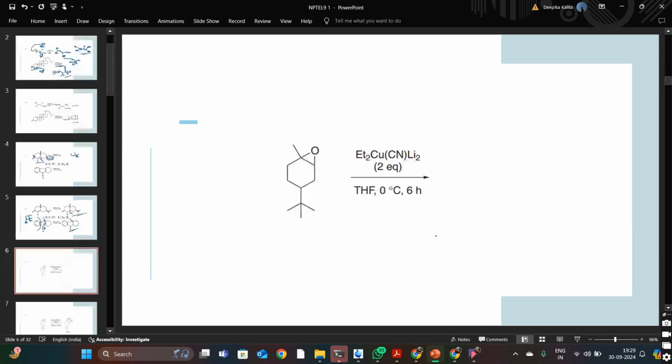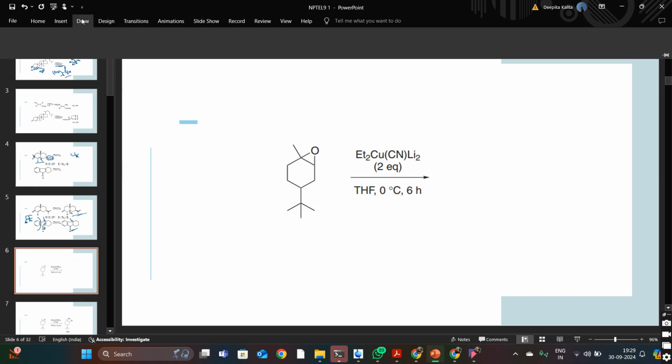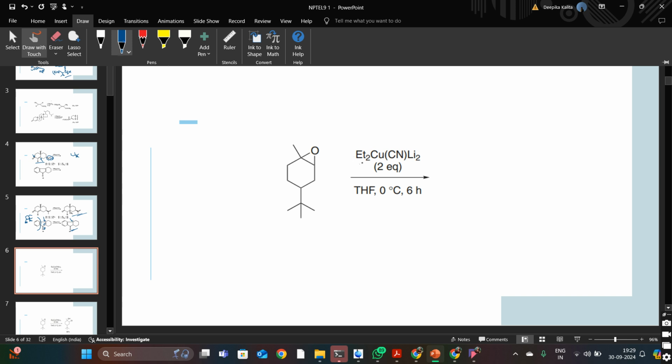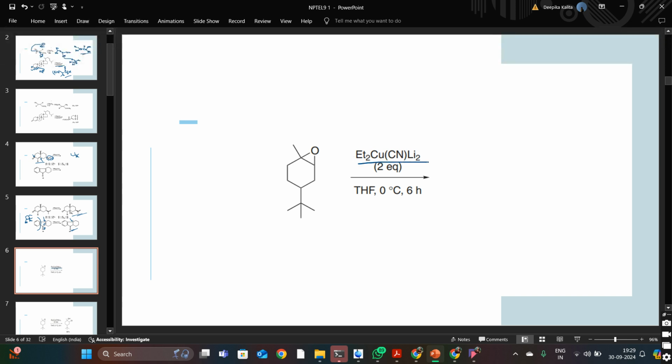Next, let us move to the next question. This is from the part organocuprates, which is the Lipshutz reagent. This particular organocuprate reagent is called the Lipshutz reagent. And if you remember from lecture 1, Lipshutz reagent shows more selectivity and regioselectivity as compared to the dialkyl copper lithium. So this reagent, if you compare, is less reactive and more selective.